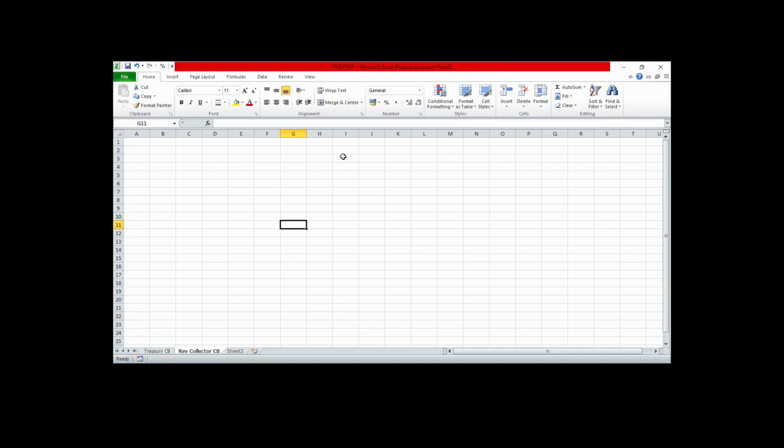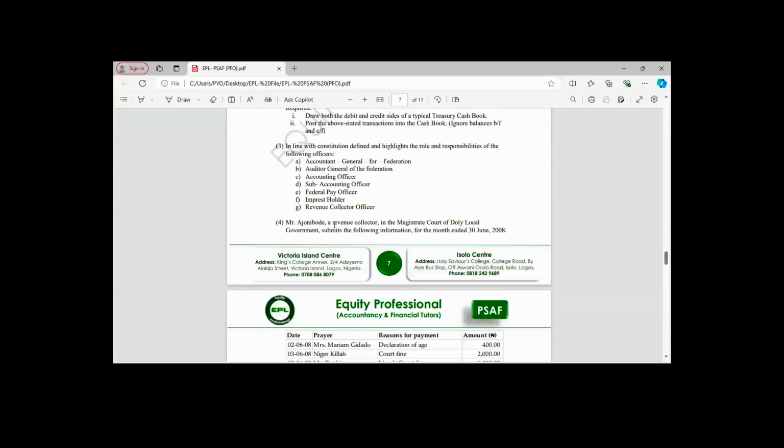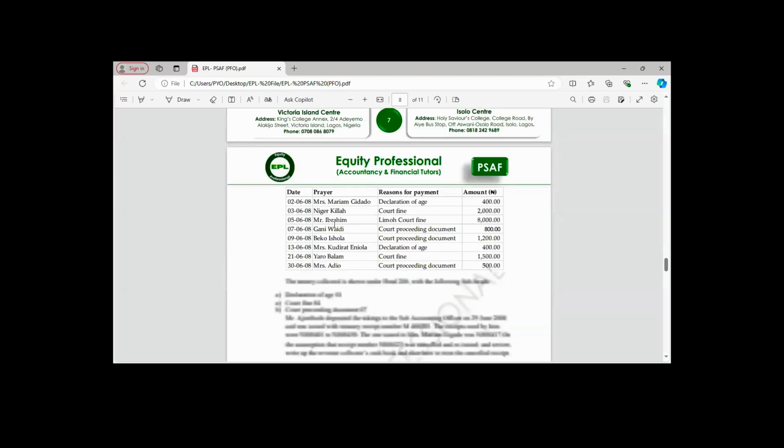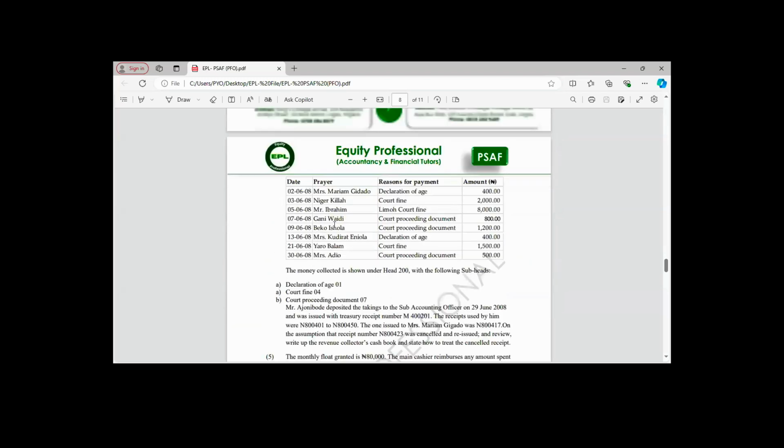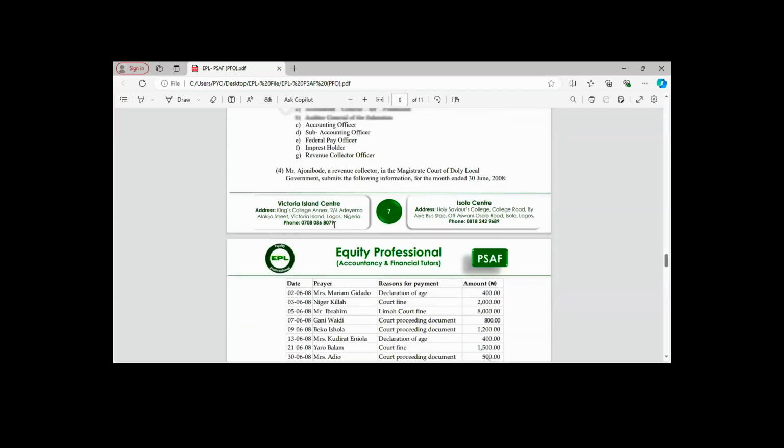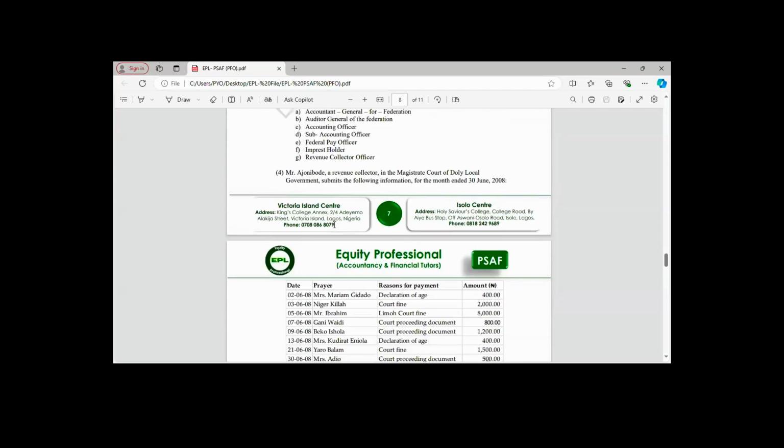Yes, sir. We are back on the question. Question number 3, you can do that. They say you should give them the roles and responsibilities of the Accountant General of the Federation, the Auditor General of the Federation, the Accounting Officer, Sub-Accounting Officer, Pay Officer, Imprest Holder, Revenue Collector Officer. Now, what's the next question we have here? The question is all about the Revenue Collector Cash Book. Let's go through the question.